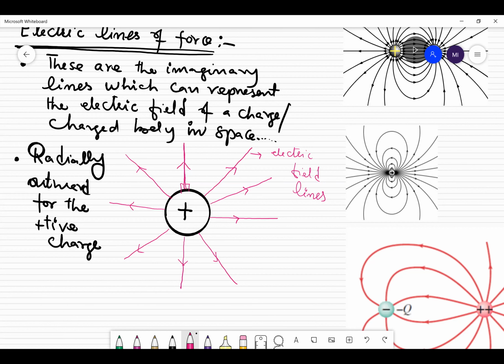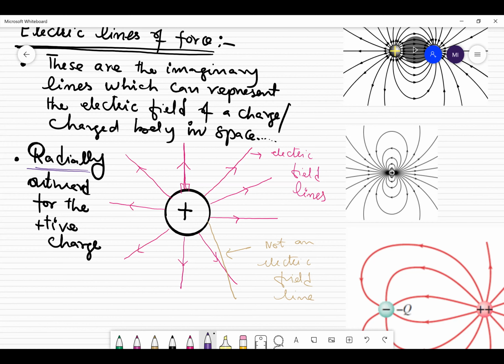Is it clear? Now let us see. I just want to draw another line and ask you, is it an electric field line like this line? It does not qualify the definition of an electric field line. Why? Because the right definition is that it is drawn radially outward, making an angle of 90 degrees with the surface. So this is not right.